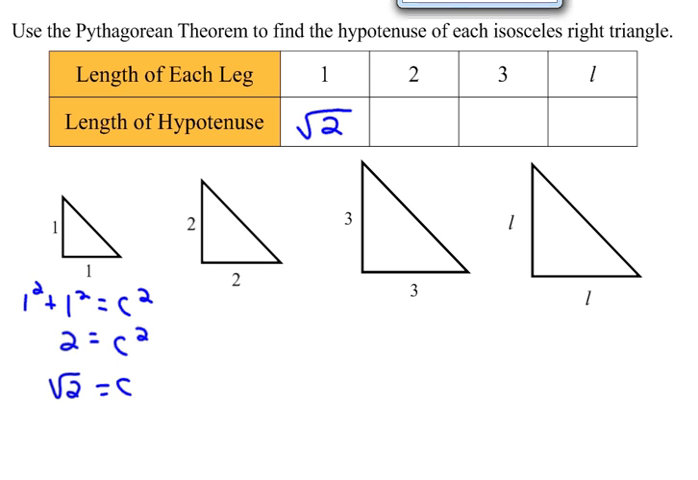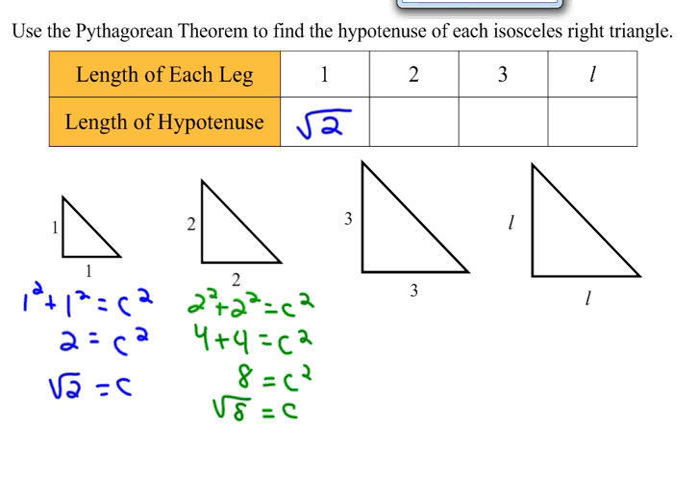Second isosceles right triangle, the legs are both 2, so we have 2 squared plus 2 squared equals c squared. 2 squared is 4. So c squared equals 8. C equals the square root of 8, which can simplify to the square root of 4 times 2. The square root of 4 is 2. So this is 2 square roots of 2. So we'll put 2 square roots of 2.